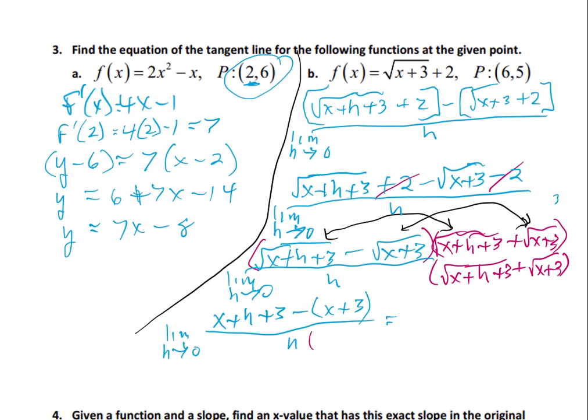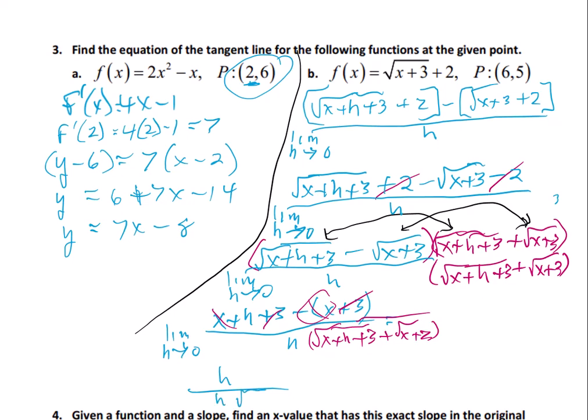Times, on the bottom, this ungodly thing. Okay, not pretty, but we're getting there. So what's going to cancel? Well, I've got x and negative x here, so those will cancel. I've got 3 and negative 3. So on top, that leaves me h, and on the bottom, I've got that nasty looking thing.